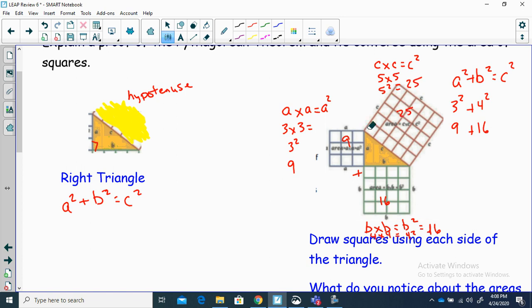Let's see, are there 25 blocks here? 1, 2, 3, 4, 5, 6, 7, 8, 9, 10, 11, 12, 13, 14, 15, 16, 17, 18, 19, 20, 21, 22, 23, 24, 25.